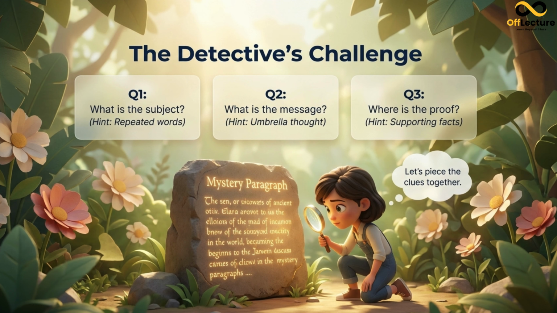The detective's challenge. Now piece the clues together. When reading any paragraph, ask 3 key questions. 1. What is the subject? Hint, repeated words. 2. What is the message? Hint, the umbrella thought. 3. Where is the proof? Hint, supporting facts. These 3 questions are your detective toolkit for any text.